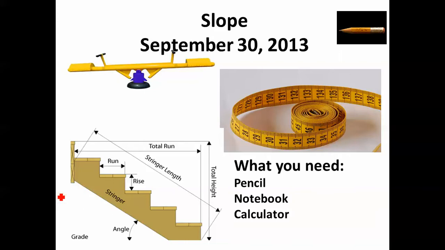Okay, today we're going to look at slope. So we're looking at our next even number page. And we're going to put slope as our title. September 30th, 2013 is our date. This you do not have to write.